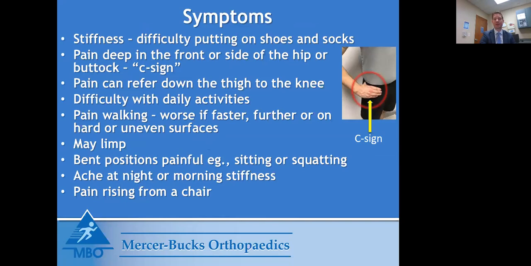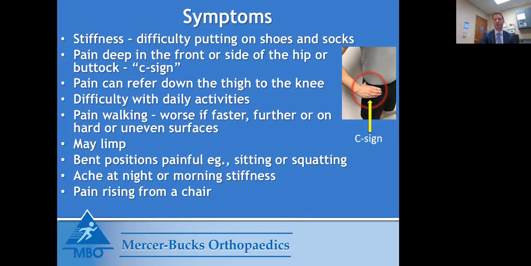Common symptoms of hip arthritis, then. Stiffness. A lot of folks will complain they have a hard time putting on their socks and shoes. Pain deep within the front or side of the hip or buttock, and that actually has a name. We call it the C sign. This is a picture just illustrating that. People kind of grab their hip and say, I'm not really sure where it hurts, it just hurts right in here. Sometimes that pain can refer down the thigh to the knee.